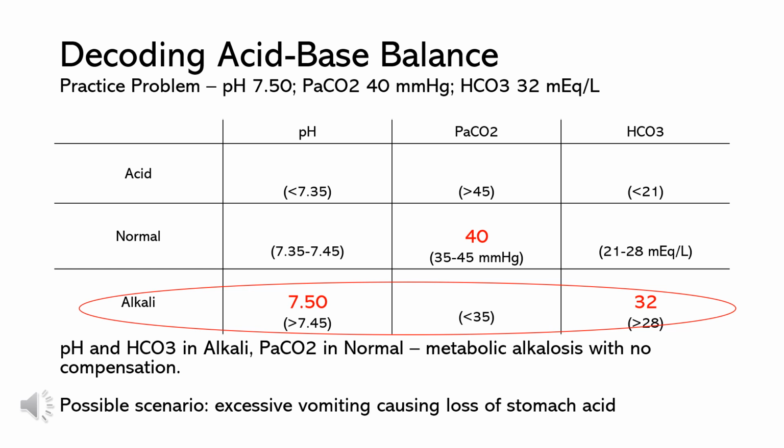Okay, so let's place everything on the chart and look at what we have. Our pH is 7.50. That is greater than 7.45, so we are alkaline. We are dealing with some form of an alkalosis. Our PaCO2 is normal. At 40, it's well within the range. Our HCO3 is 32, which is also in the alkaline category because 32 is greater than 28. So with pH and bicarb in alkali and PaCO2 in normal, we have metabolic alkalosis with no compensation. A possible scenario that could cause this is excessive vomiting, causing a loss of stomach acid.